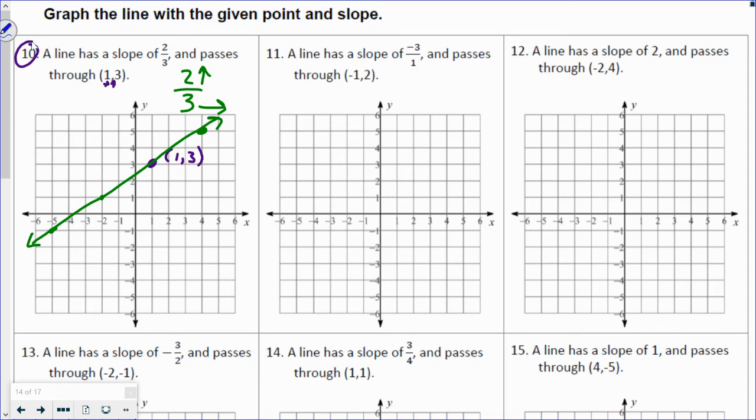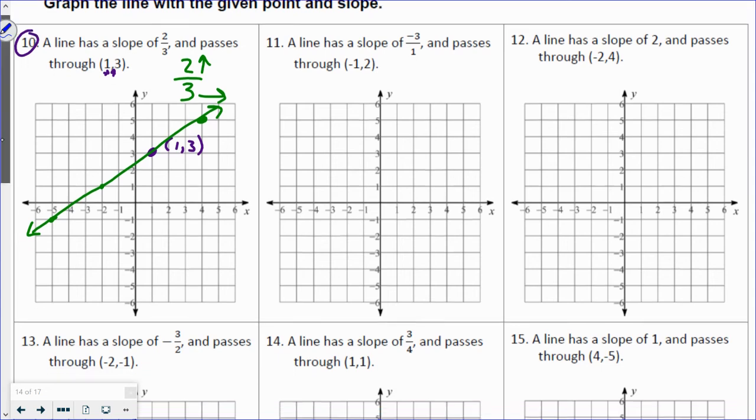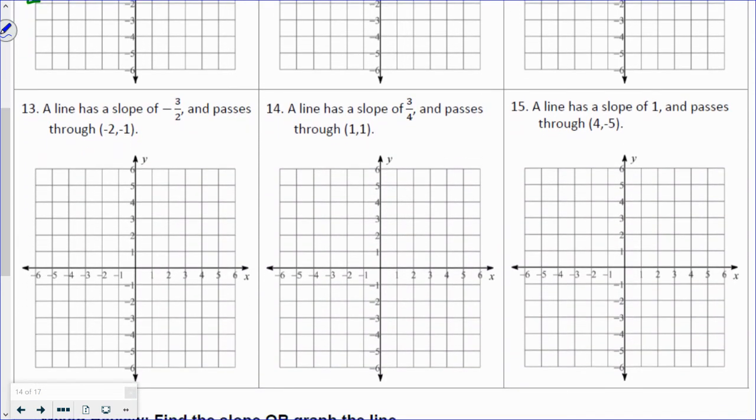Let's look at 13. We're going to go down 1. Looking at 13, a line has a slope of -3/2, but passes through -2, 1. So since both of these are negative, I'm going to go to -2 and then I'm going to drop 1. And that's my order pair right there of -2, -1. Okay, I'm just labeling my order pairs so that you guys can clearly see it.